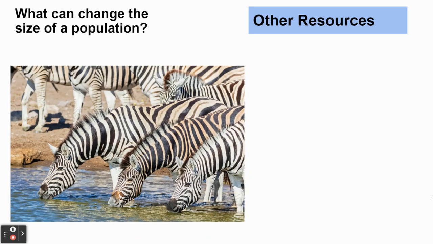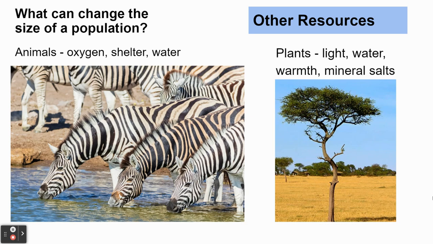And finally, we have this other resources category of things that affect a population. So for animals, that would be oxygen, shelter, and water. But we shouldn't forget plants as well. Their populations also vary in size. So for plants, these would be things like light, water, warmth, and mineral salts.